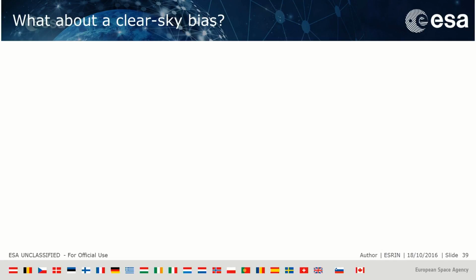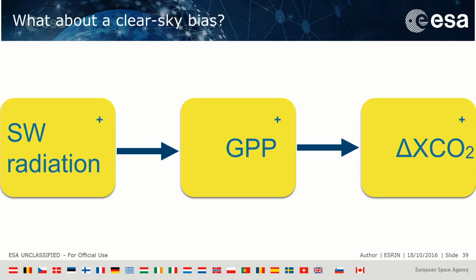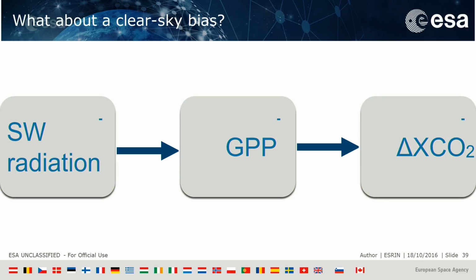But there's another kind of sampling bias, which is troublesome for satellites, and this is a clear sky bias, right? Because we can only measure when there aren't clouds. So imagine, assuming you're not limited by anything else, assuming you have enough water, most plants are going to have an increase in uptake when there's more sunlight, right? This is where you get the diurnal cycle of GPP. So then you have a bigger negative change in the XCO2.